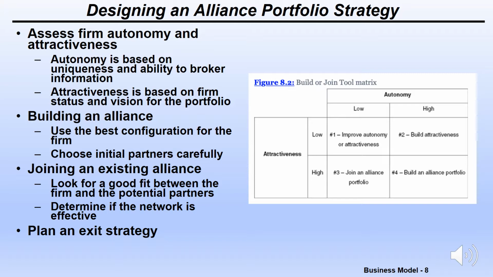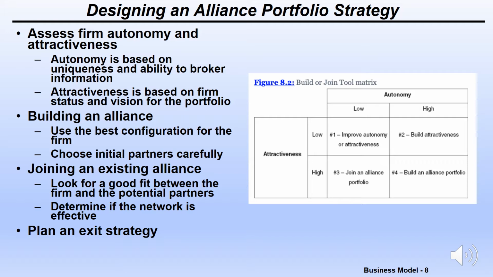I can join an existing portfolio network. So then once the firm has decided, okay, we're going to build an alliance, then we need to refer back to the three different configurations of a portfolio that was provided and determine which is the best one for my company to create. And then when doing that, it's important to make sure that the company is choosing its initial partners very carefully. Because as we've mentioned previously, you are the company that you keep to a certain extent, and if you choose negative partners, that is going to affect your own status.